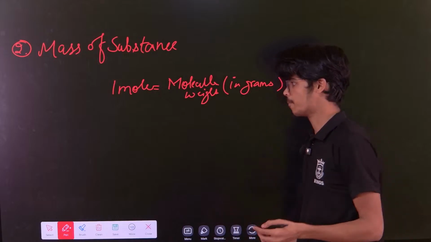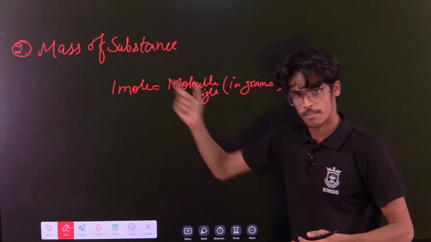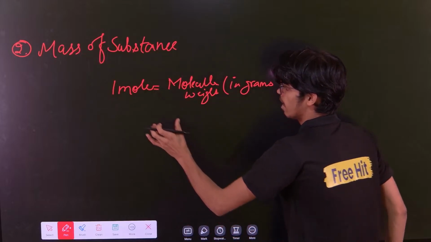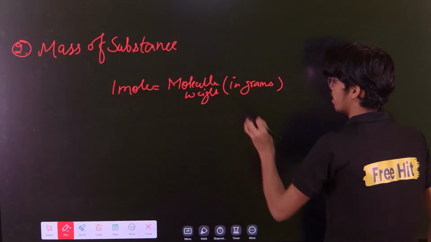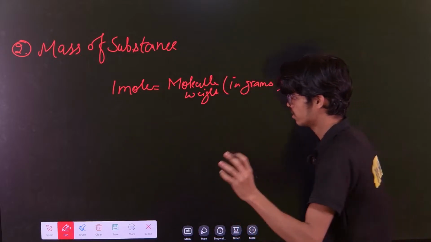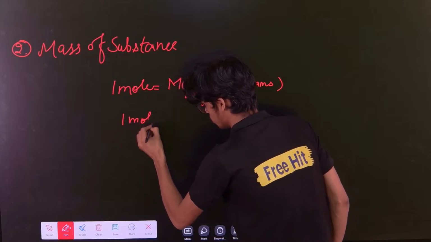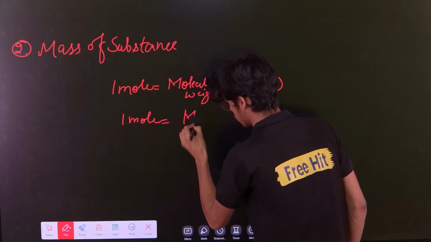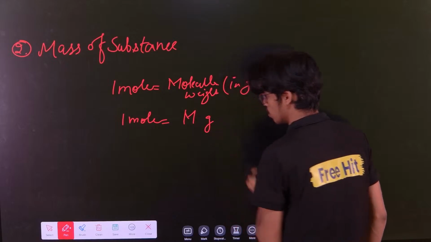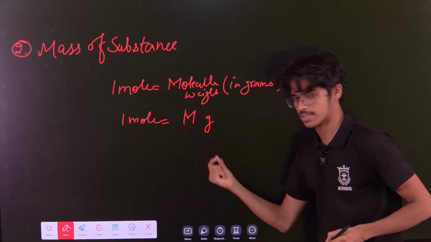Very good. Now, see, mass of substance. The second way of finding mole is mass of substance. So what I said, 1 mole is equal to the molecular weight in grams. Got it? That is the weight. See, I'll take this number to be m. 1 mole is equal to m grams. Understandable? 1 mole is equal to the molecular weight of the substance in grams.